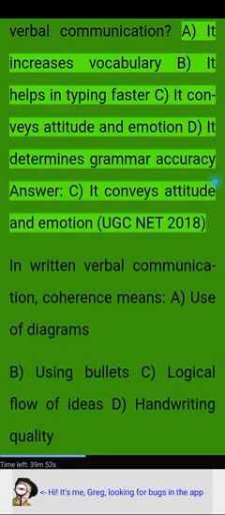What role does tone play in verbal communication? A. It increases vocabulary. B. It helps in typing faster. C. It conveys attitude and emotion. D. It determines grammar accuracy. Answer. C. It conveys attitude and emotion.